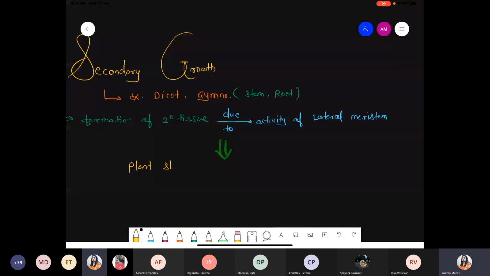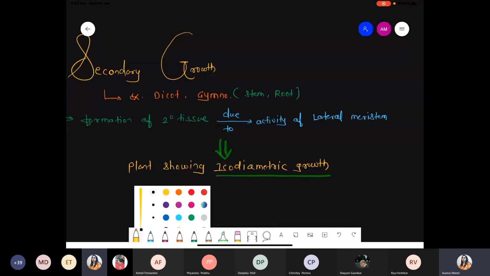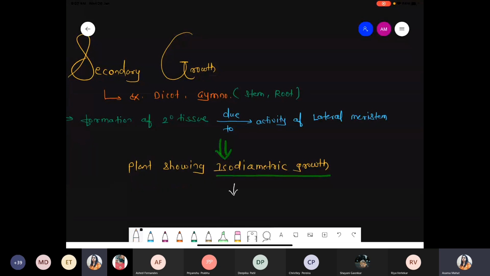And that growth is nothing but what we are talking about: the plant shows isodiametric growth. Underline the word. What is the meaning of isodiametric growth? It means an increase in diameter. There is no lengthwise increase now. Now it will increase by diameter, or simply we can say the girth will be increased. That's why we are talking about isodiametric. It grows in equal size.